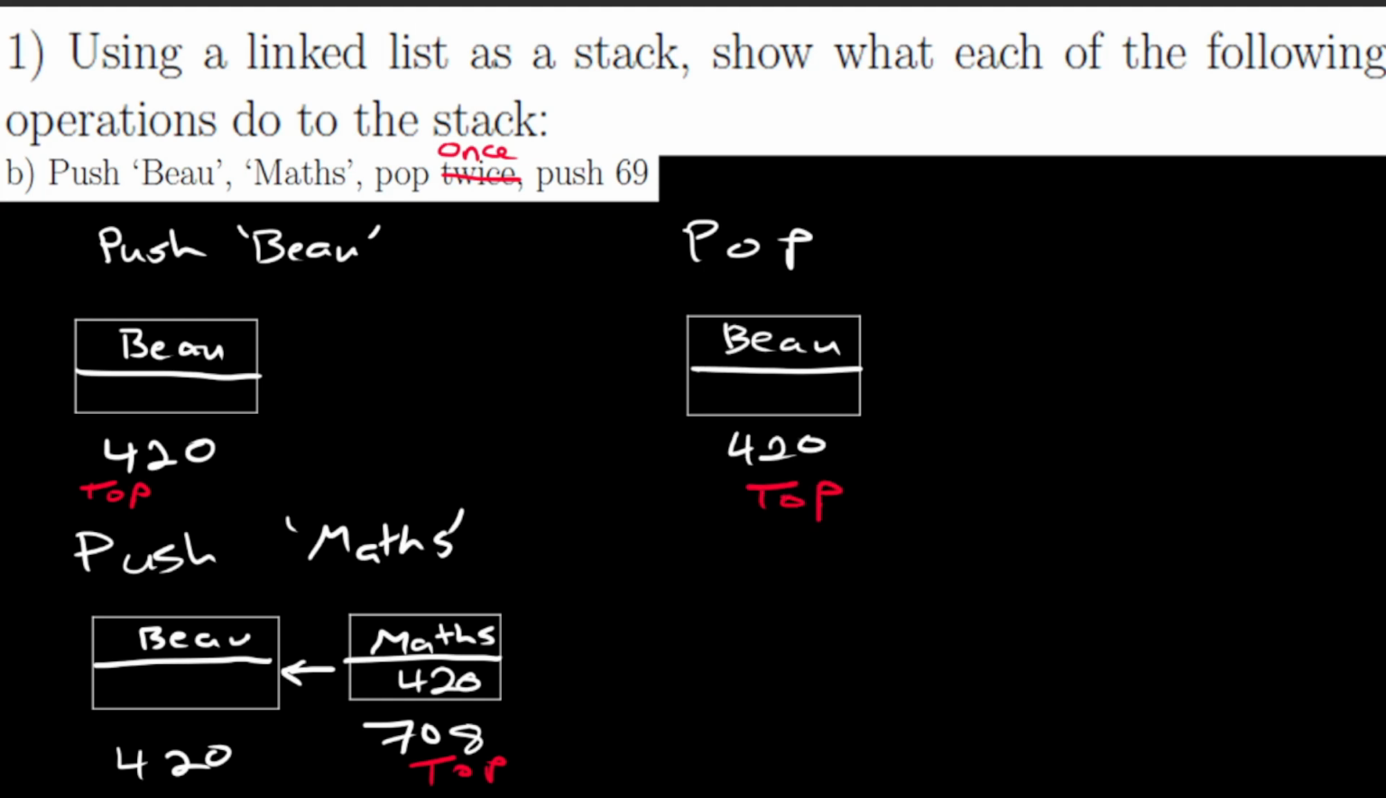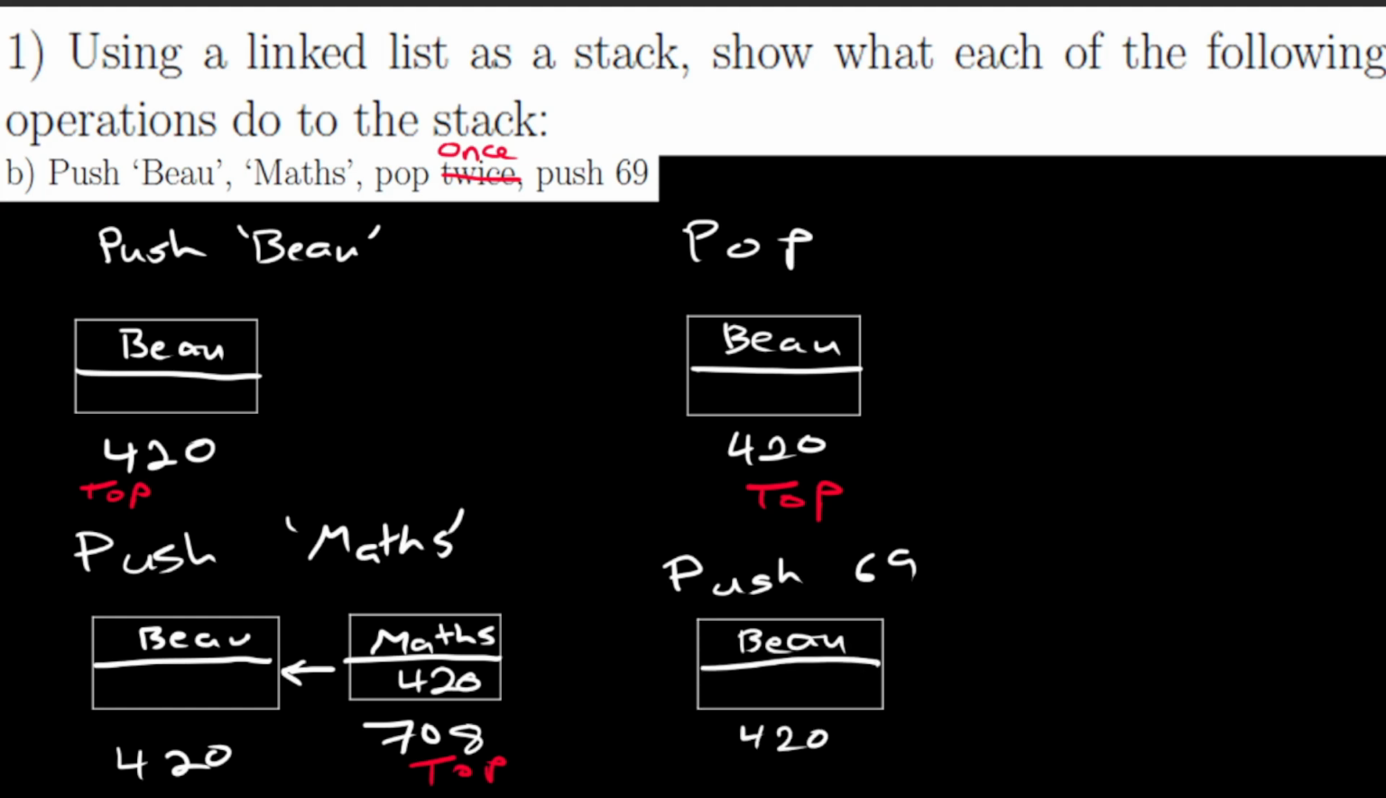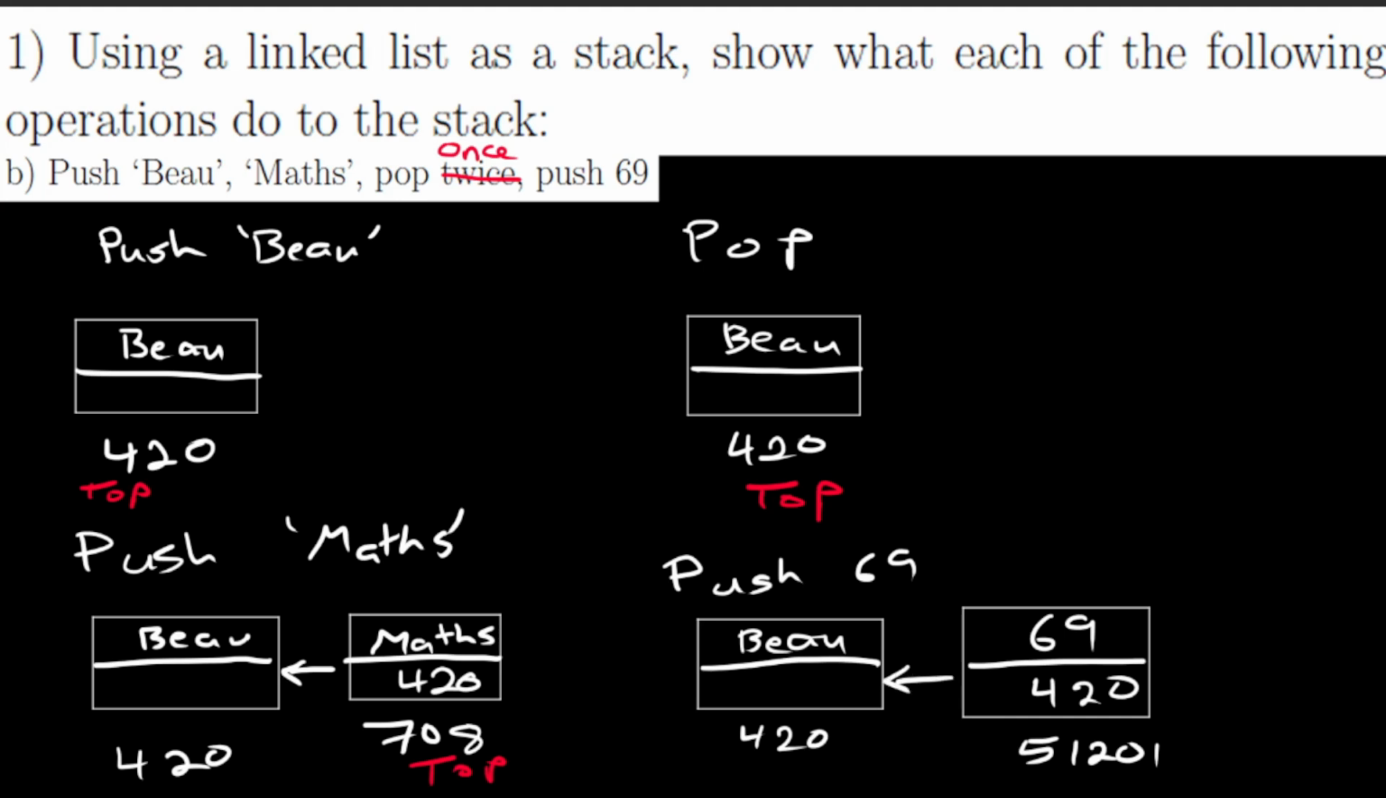Okay, and then the last step we have is to push the number 69 onto the stack. So words are data that we can manipulate, and so are numbers. Okay, so we have our new data, 69, which is in storage slot 51,201, and in order to connect it to the stack, we need to make it point to storage spot 420, which is where the top of our stack is. So now we relabel the top to be over here, and bada bing bada boom, that is our final state of the stack after we've done all of these steps, right?